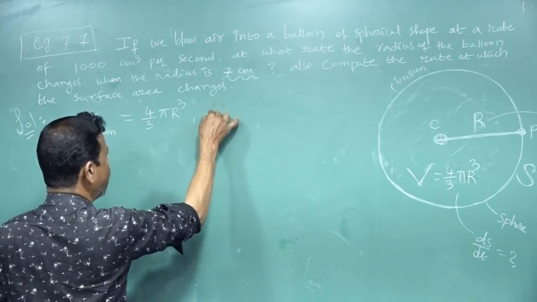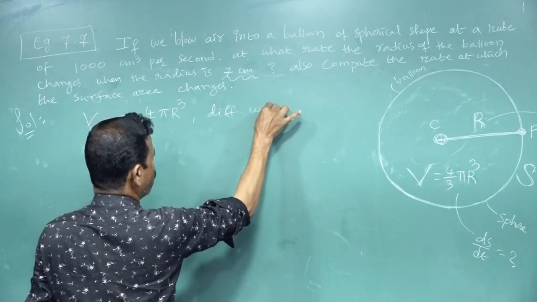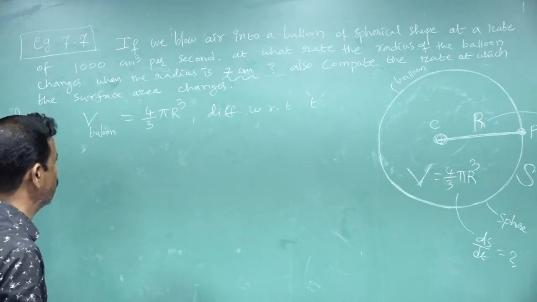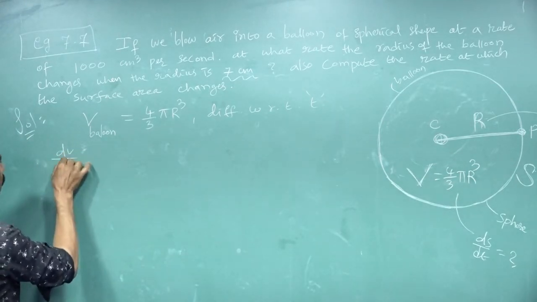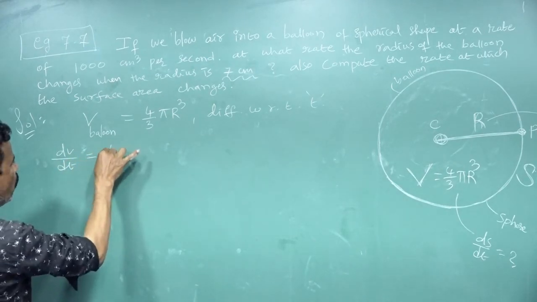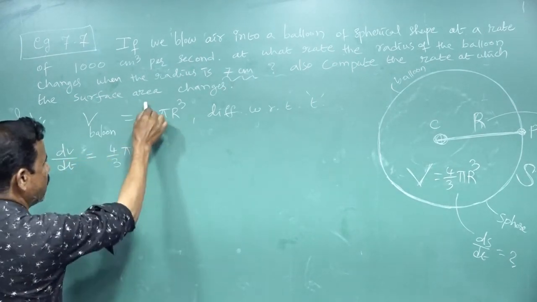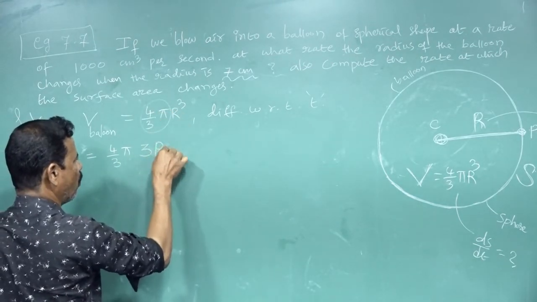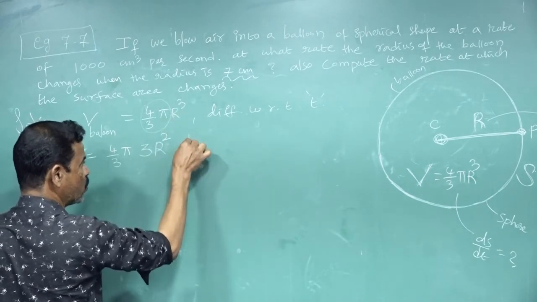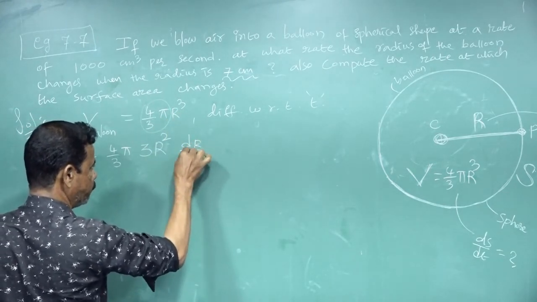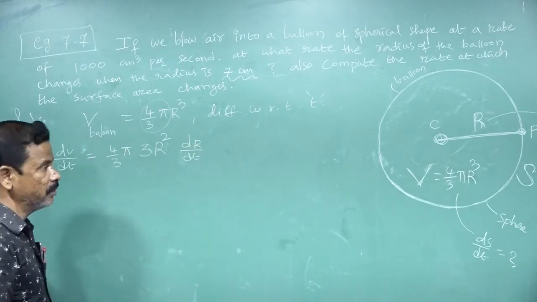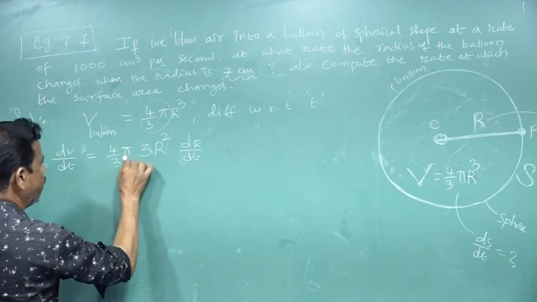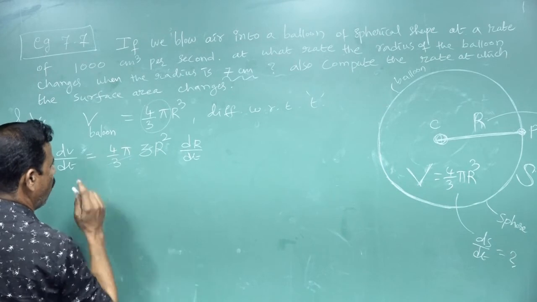So differentiating with respect to time, t is the time. Rate means with respect to time. So dV/dt is equal to 4/3 π, as it is constant, this constant stays as it is. For r³ the differentiation is 3r², and r also has the derivative dr/dt. r is also variable here, V is variable, r is variable. Now the 3 gets cancelled, leaving 4π r².